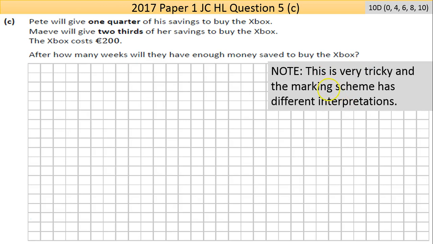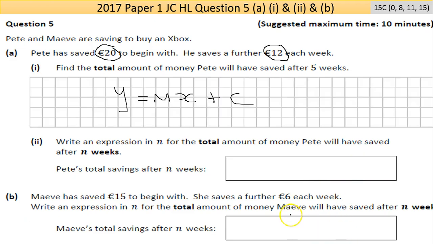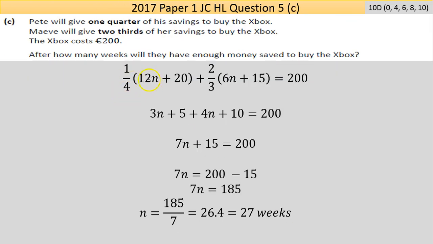Now, it's fairly tricky, and there are many ways of doing this. But basically, it's 1/4 of what Pete saves and 2/3 of what Maeve saves, and you've already established them in parts A2 and B. So it's a quarter of that times that, and 2/3 times that. Now if I go into the answer, it's basically done here. So 1/4 times what Pete saves, plus 2/3 of what Maeve saves, once it equals 200, you have the number of weeks. So just solve that out.